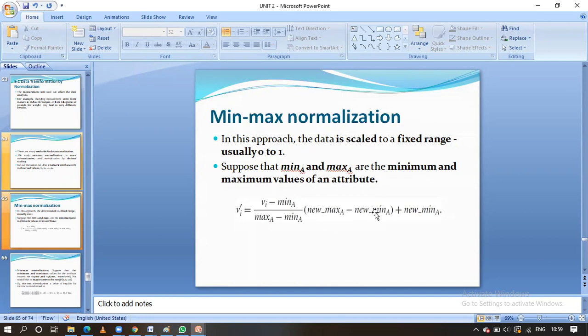Here these are the values, new min and new max. This is the input data. Minimum and maximum are the original data's minimum and maximum values. New minimum is 0, new maximum is 1. Vi means an individual value, which we are going to convert to a new value.